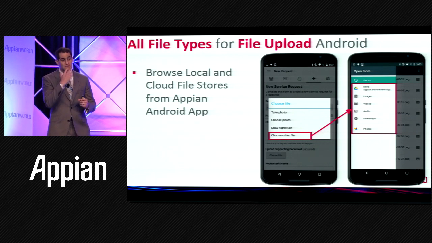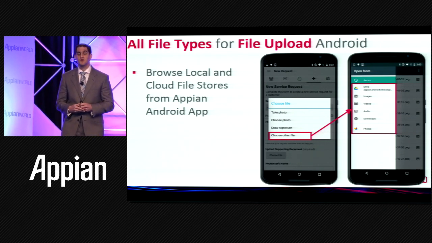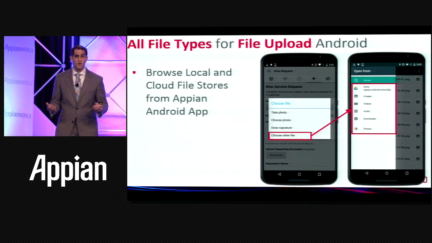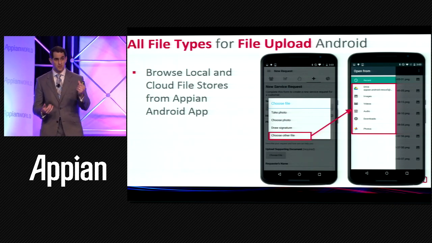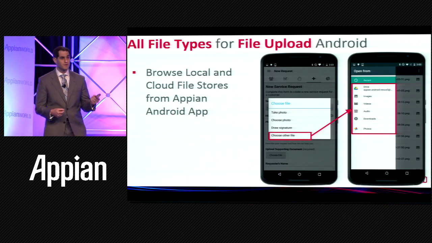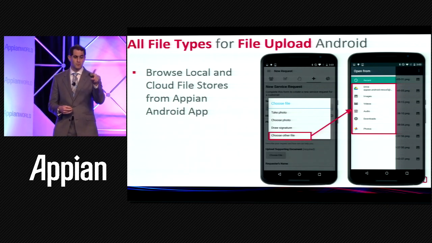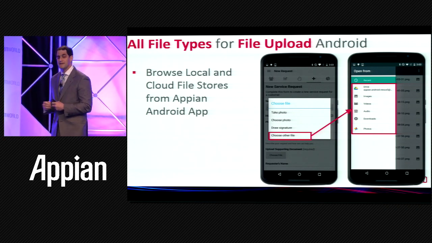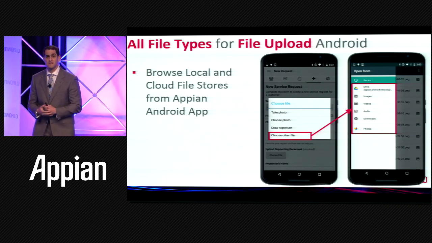Another Android feature that we added is that we've made it so you can upload any type of file when using a sail file upload component. We've always had the ability to take a picture to upload, or to choose one from your photo library, or to scribble with your finger and call it a signature, though it never really ends up looking like your signature. And now you can choose any file type that the device knows about.